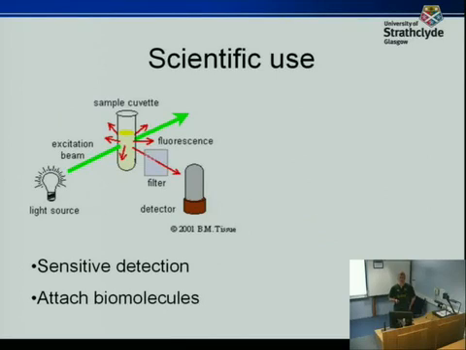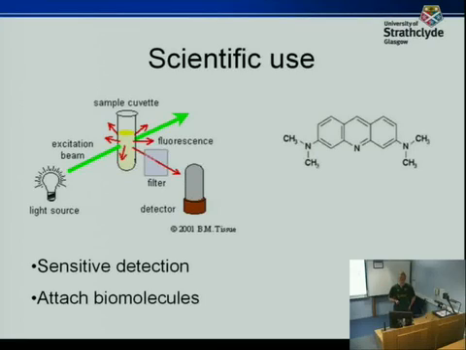Not everything fluoresces, however, so if we want to look at some more complex systems, we may have to make them fluoresce. We can do this by attaching molecules onto them. So this here is a fluorescent molecule. It's just a molecule, don't get scared by it.